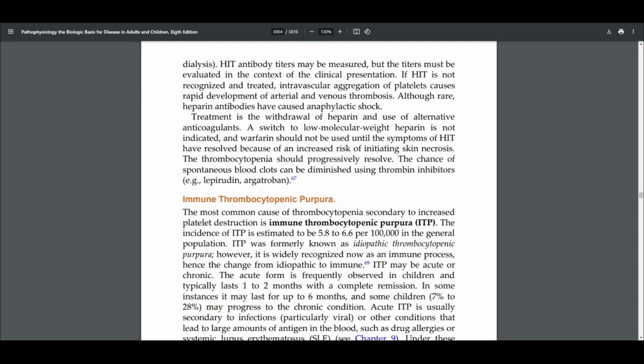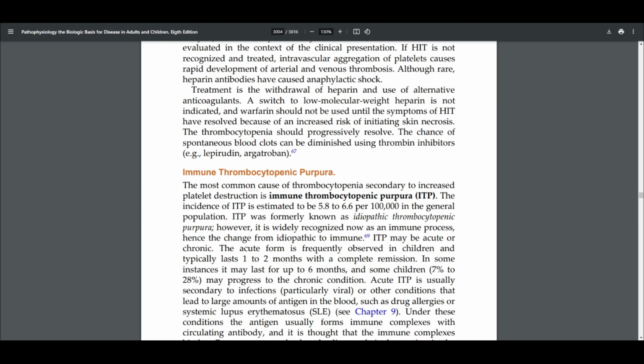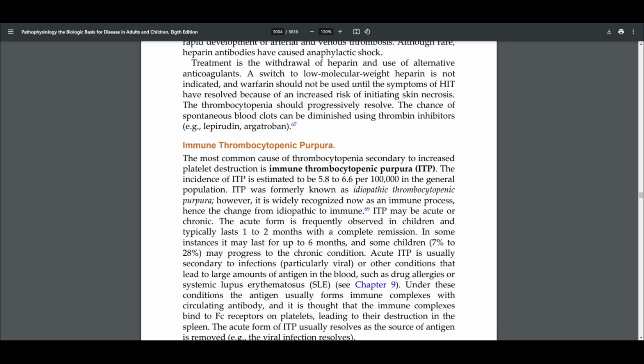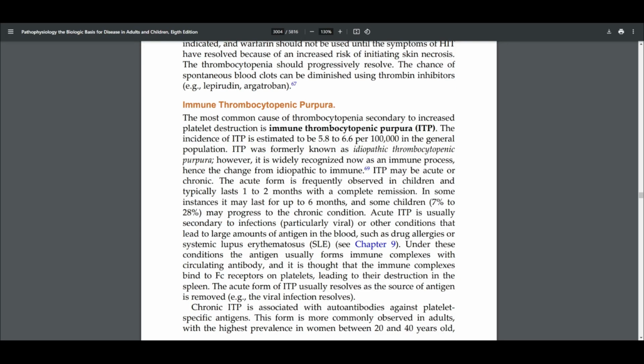Treatment is the withdrawal of heparin and the use of an alternative anticoagulant. A switch to a low molecular weight heparin is not indicated, and warfarin or Coumadin should not be used until the symptoms of HIT have resolved because of the increased risk of initiating skin necrosis. The thrombocytopenia should progressively resolve. The chance of spontaneous blood clots can be diminished using a thrombin inhibitor.